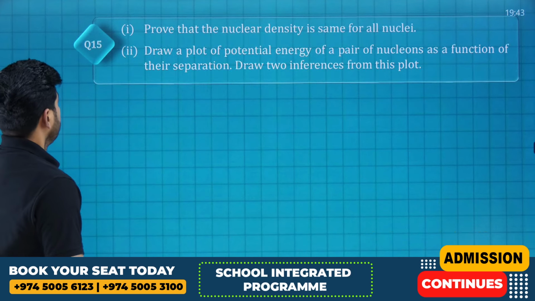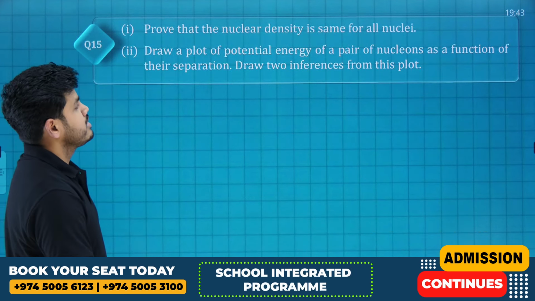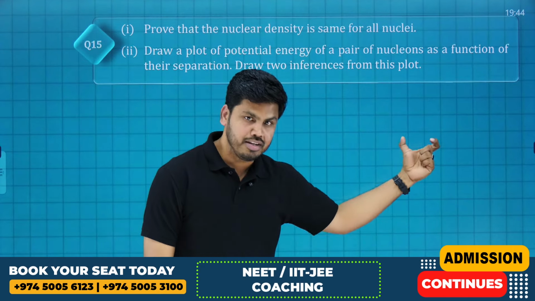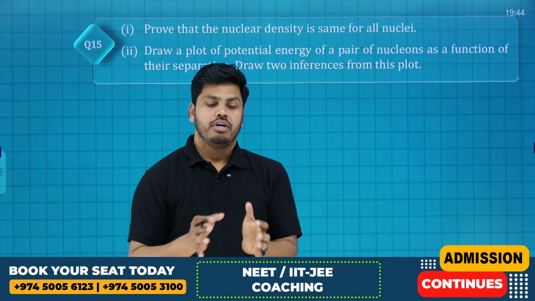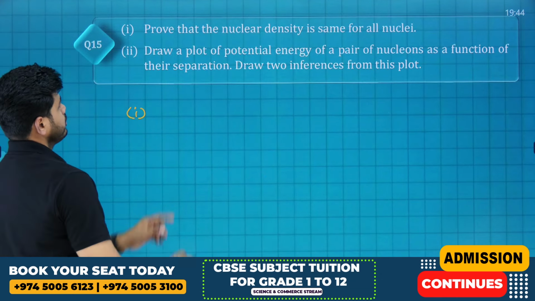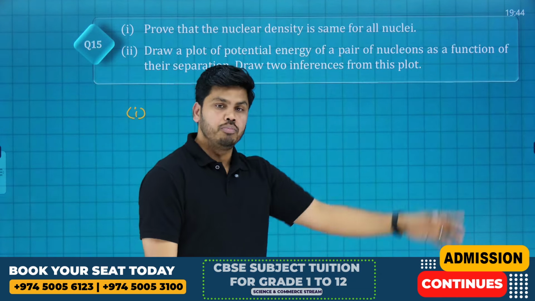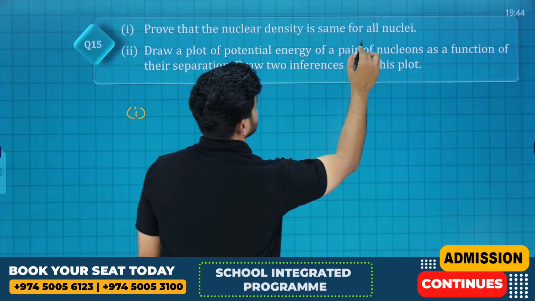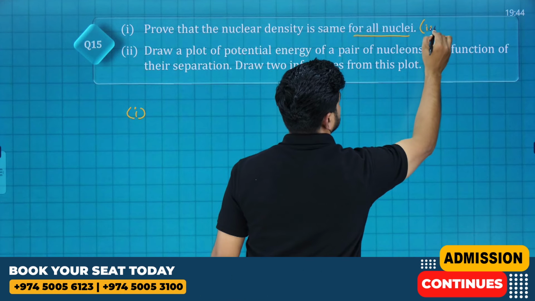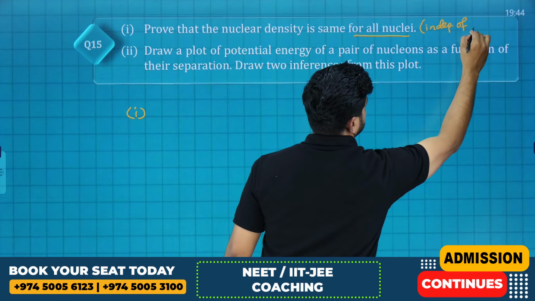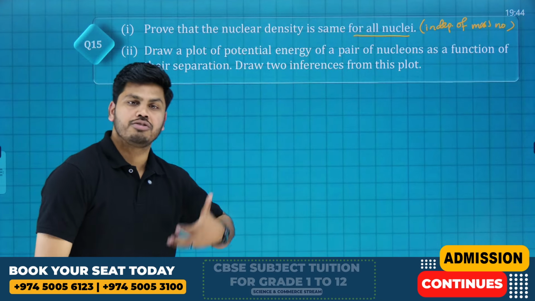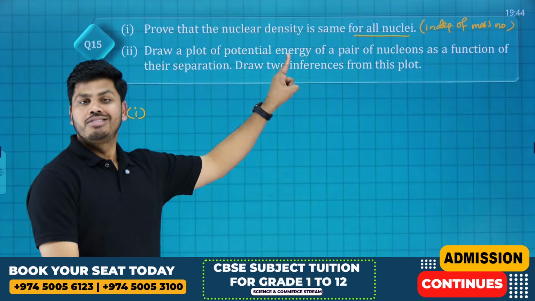Good. Next one. Prove that the nuclear density is the same for all nuclei. See, the same question we had in the MCQ discussion part. In that video, I already did that. But still, we'll go for that proof. How will you prove density is the same for all nuclei? Same for all nuclei means it is independent of mass number, correct? Independent of mass number. That is what you have to show. Even if the mass number changes, even if the nuclei change, density remains the same.